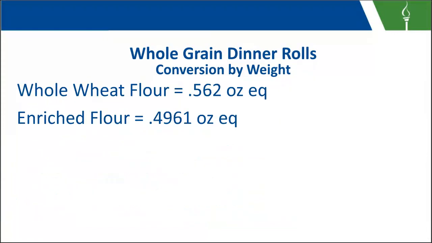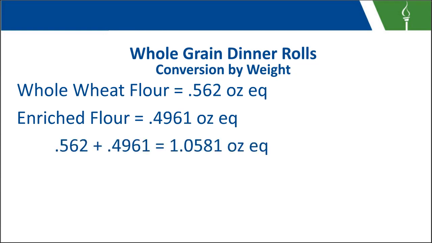So now, since we have two different grain ingredients, we need to add those two ingredients together to get our total ounce equivalent for our recipe. And at this point, if you are wanting this ingredient or menu item to be a whole grain item, you need to make sure that the ounce equivalent of your whole grain ingredient is higher than the ounce equivalent of your enriched or white flour ingredient. So here you can see 0.562 is higher than 0.4961, so this will count as a whole grain rich product.